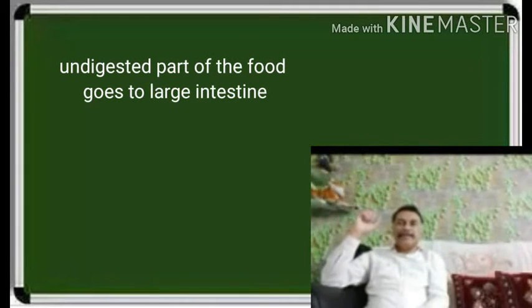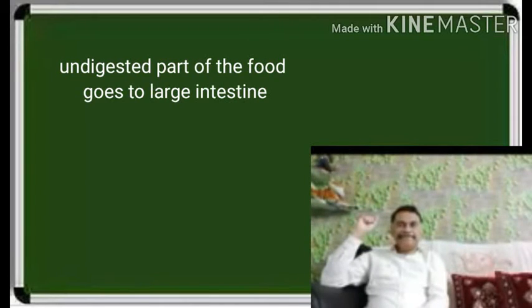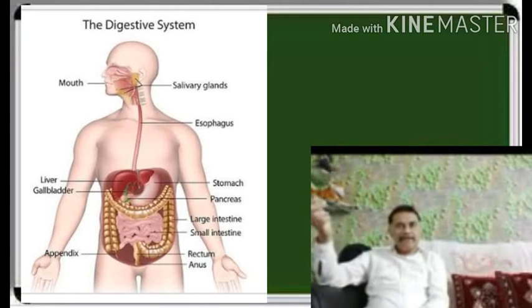Then it goes to the large intestine. And the large intestine has a peculiar function. It absorbs the water or liquid. I have already told that in the small intestine the food is in liquid form. Nutrients are absorbed, and this part is sent to the large intestine. That liquid is absorbed by the large intestine, and that is again distributed in different parts of our body.